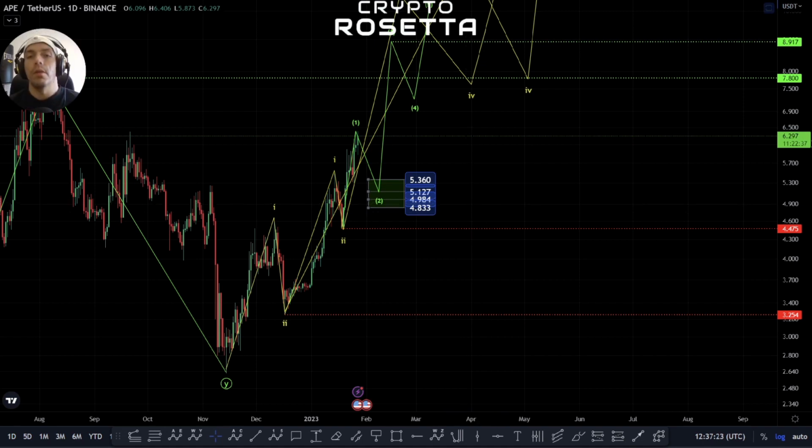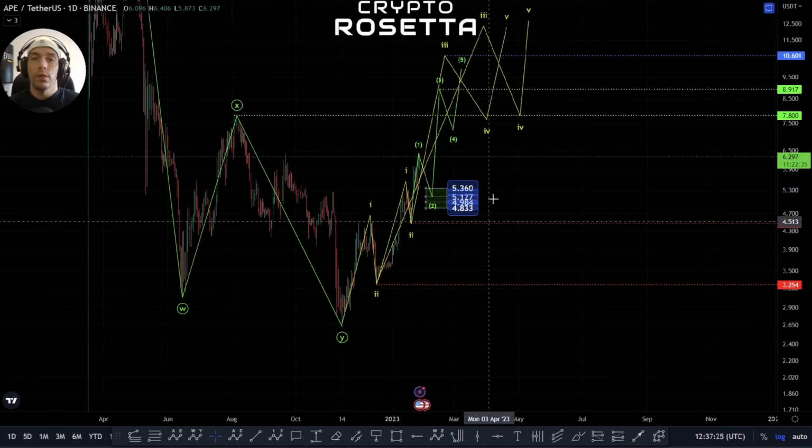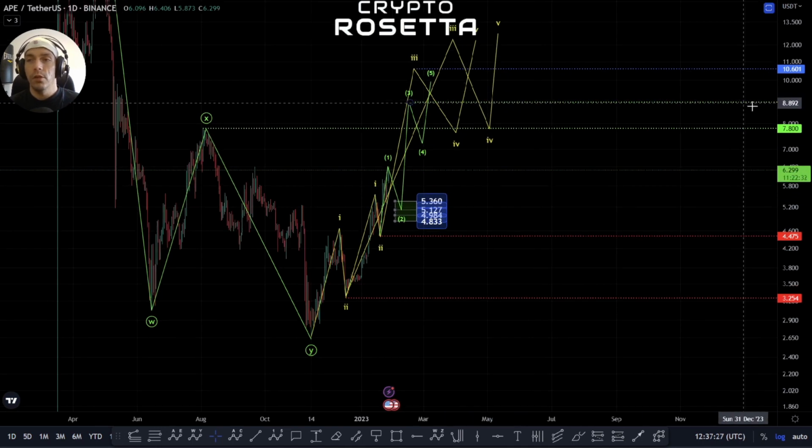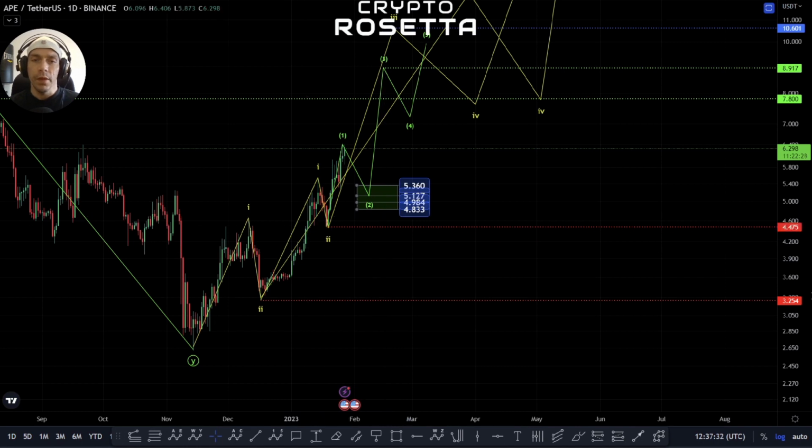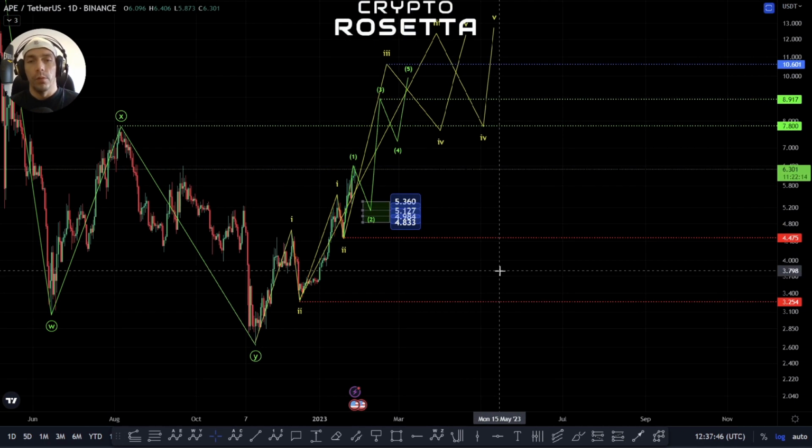So this is just a macro view. There is still potential for this bullish upside here, but we need to start hitting these impulsive triggers. Within this, effectively we would have to hold this $4.47.50 area and this 3.254. If we lose these two zones, effectively this is invalidated and the bullish option falls apart.